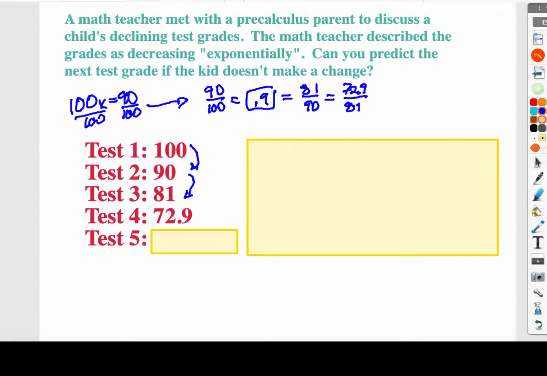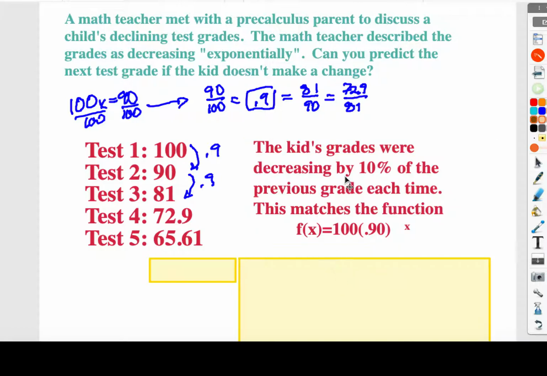So it's basically we're saying, well, 100 times 0.9 gave you 90, times another 0.9 gave you 81. If we multiply 72.9 by 0.9, you'll notice we'll very quickly get 65.61 or so. So again, the idea is the grades are going down by 10%. We're 90% of what we used to be, but they're going down by 10%.